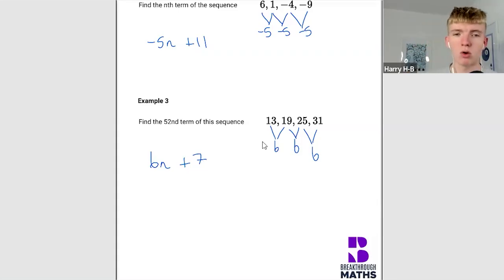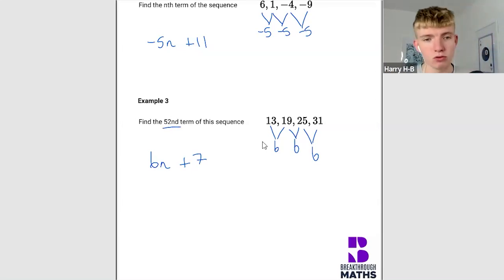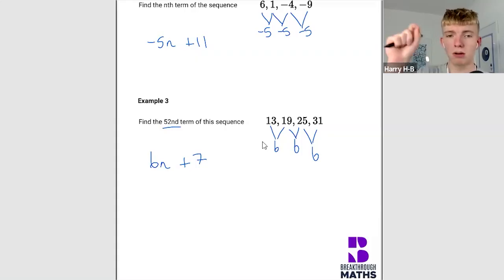Now that we've got this, we can substitute in the value we've been asked for. So that n value is going to be substituted by that number 52 that we've got. So we're trying to find the 52nd term in the sequence. We've got the formula for the sequence, so all we have to do is plug that 52 into our sequence and we will get our answer. As I said before, you're more than welcome to use a calculator for this.